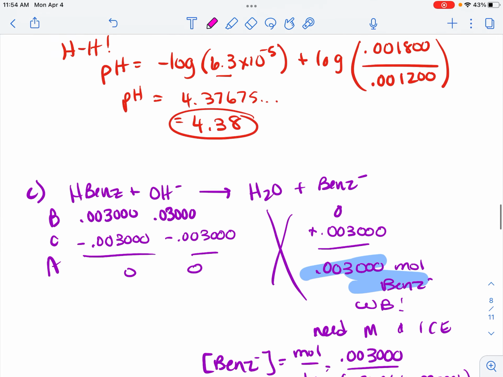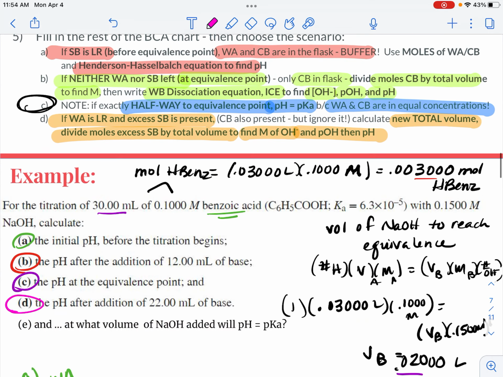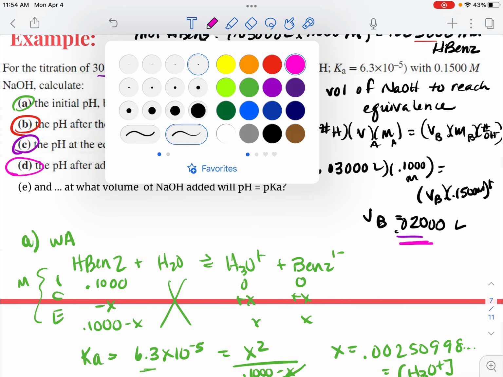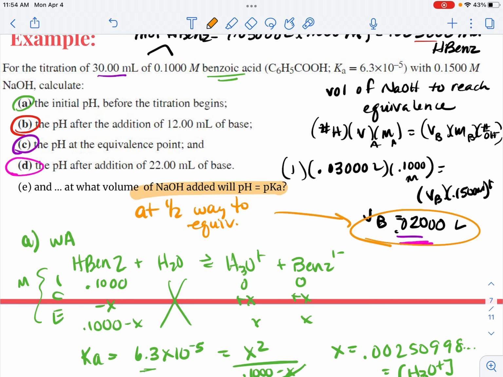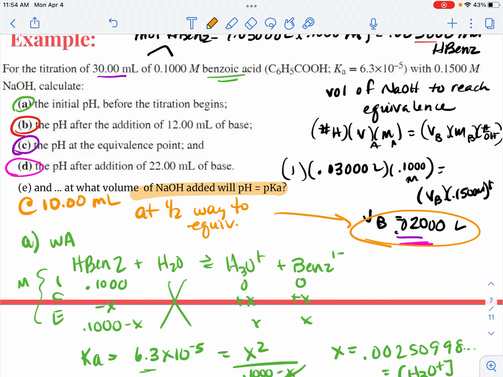All right, only one more question. I asked you here at what volume of adding sodium hydroxide will pH equal pKa. So remember that this occurs at halfway to equivalence because you will have added half as many moles of hydroxide as you had of your weak acid. So since my equivalence volume is 20 milliliters, halfway of that is 10. So at this point, my answer to this would be at 10.00 milliliters or 0.01000 liters.